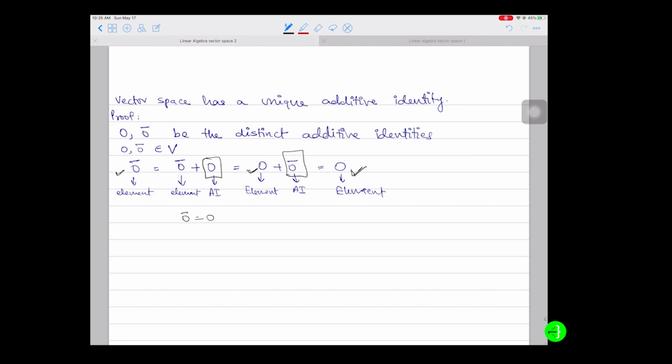It sounds really weird to talk about two separate zeros, but we are just assuming that we have two separate zeros, and that's why we are coming up with this contradiction, which means that there can only be one additive identity, which is quite intuitive as well. There cannot exist two separate zeros. So this is the proof.